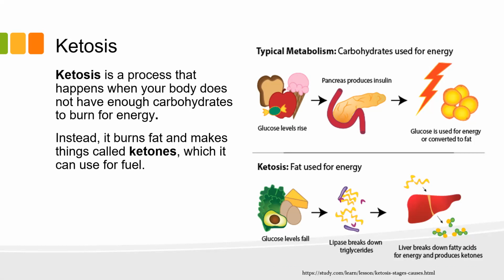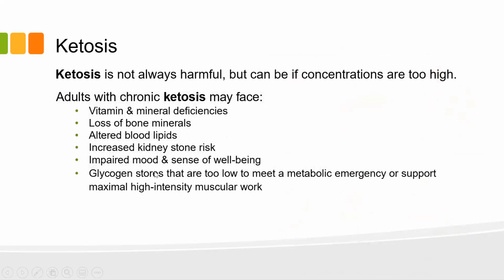But during the breakdown of fats, we get a type of compound called ketones. That's where the word ketosis comes from. Now, there are some dangers with ketosis if somebody does it for too long, or if the concentration of these ketones is too high, because they will form acids in the blood, and there are some dangers with chronic ketosis. You can see a big list of things there, like vitamin and mineral deficiencies, loss of bone minerals, kidney stone risk, those kinds of things. And in some cases, what you're looking at is a metabolic emergency.